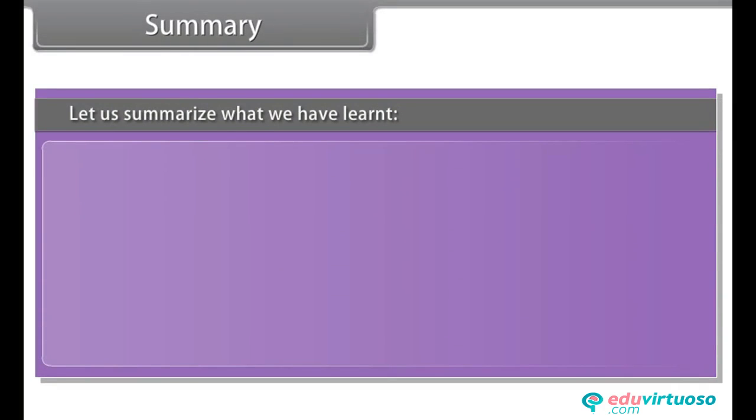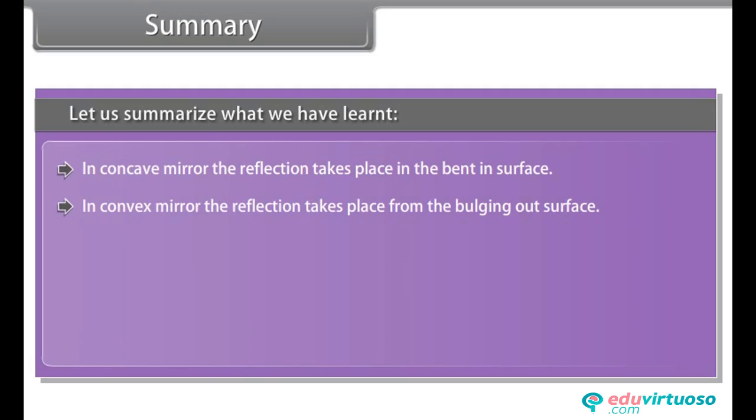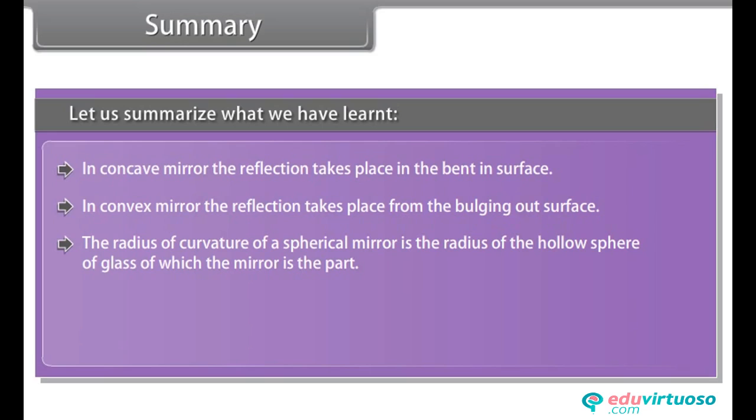Summary. Let us summarize what we have learned. In a concave mirror, the reflection takes place in the bent-in surface. In a convex mirror, the reflection takes place from the bulging out surface. The radius of curvature of a spherical mirror is the radius of the hollow sphere of glass of which the mirror is a part.